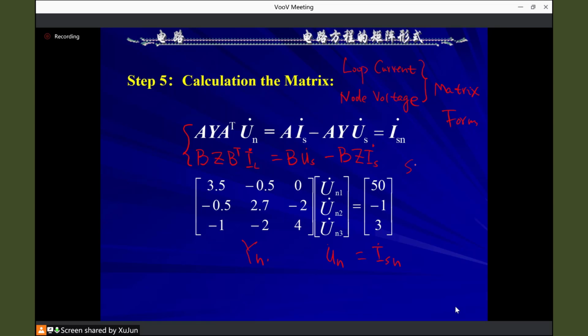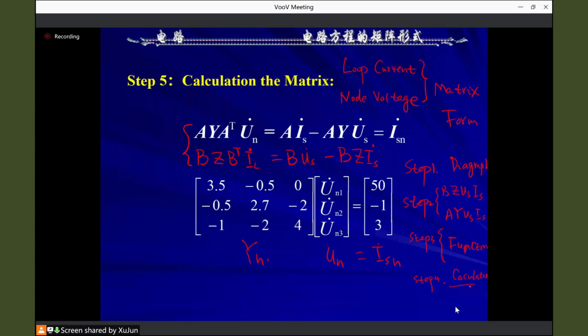Step 1, draw diagram. Step 2, write the B, C, US, IS, or write the A, Y, US, IS. Step 3, write the function, these two functions. Step 4, calculation.